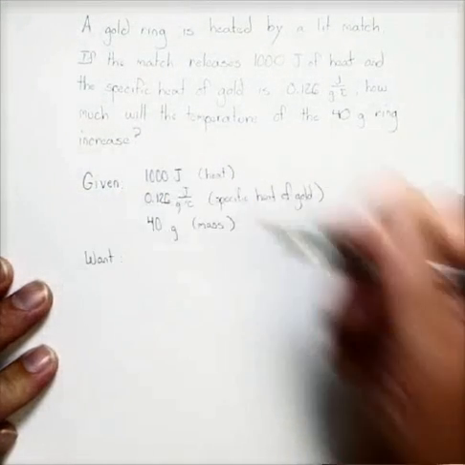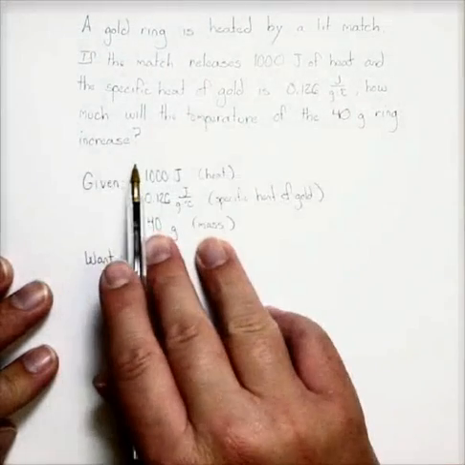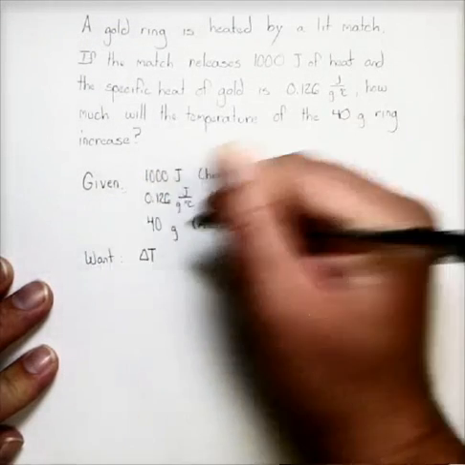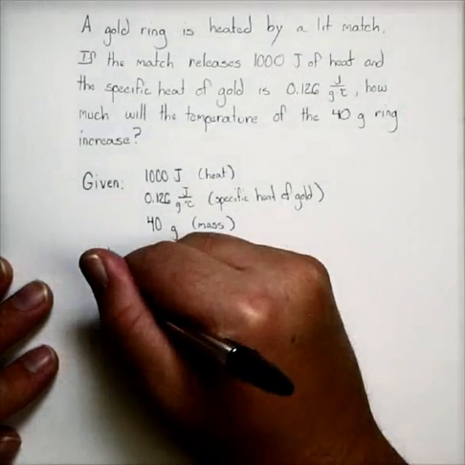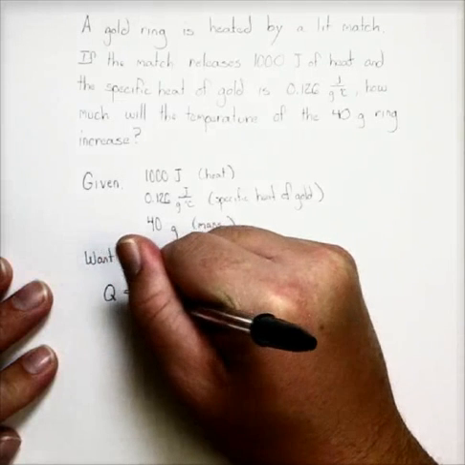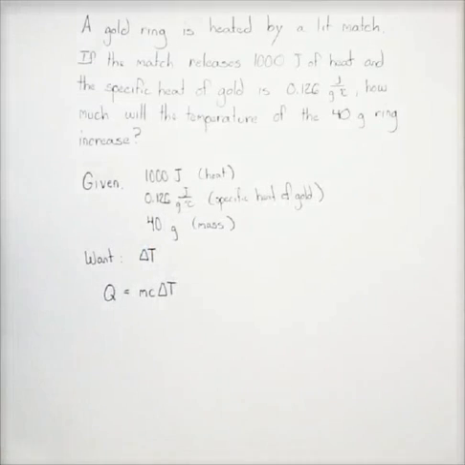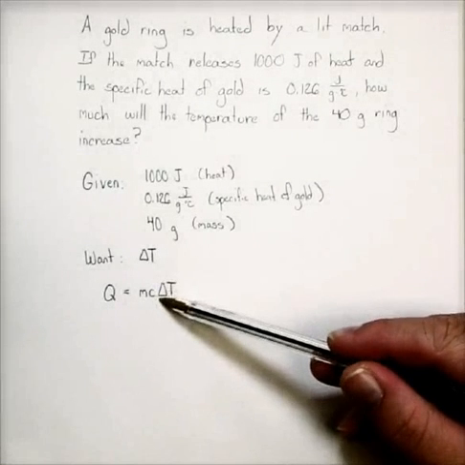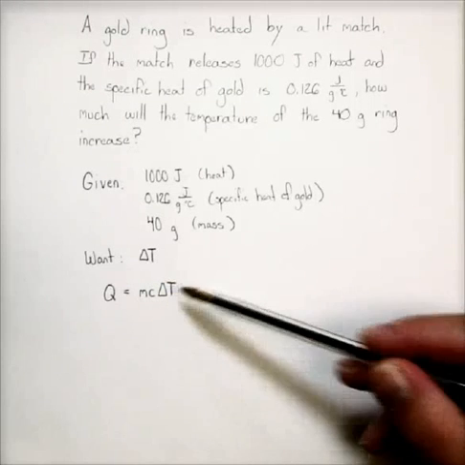Now, what are we trying to find in this problem? How much will the temperature of the ring increase? So we are looking for a change in temperature, delta T. Now, just as before, we use our equation. Heat, remember Q is heat, is equal to mass times the specific heat times the change in temperature. And now it becomes really important to remember that this delta T, the change in temperature, is treated like it's all one letter. So this is all one symbol right there, not multiple symbols.